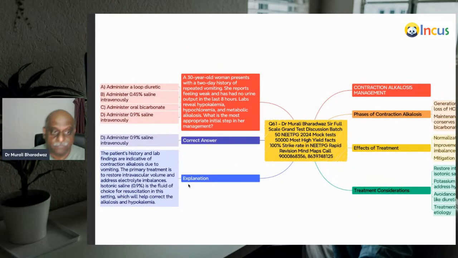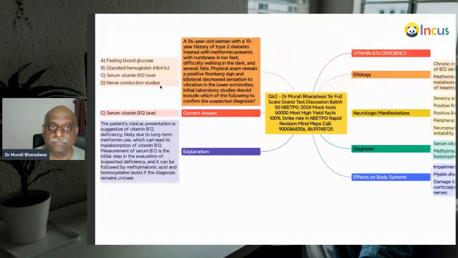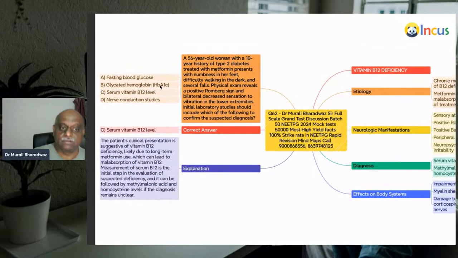So, the next question: patient is on long-term metformin therapy. Always take the test and come to the exam, doctor. Then, this whole exercise looks very interesting for you, right?